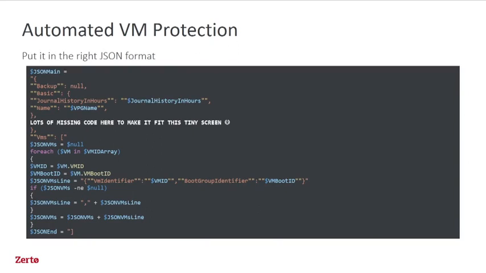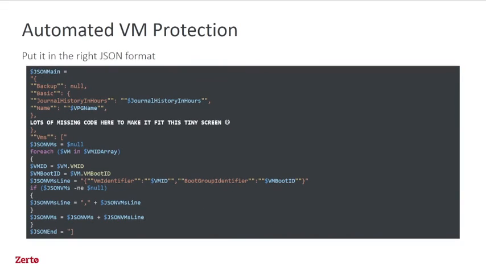Now, let's put it in the right JSON format. To create a VPG, that's a lot of JSON, so I didn't put that on the screen because you would not be able to read it or want to read it. So basically, we have this basic structure of the JSON syntax that we need to create the VPGs, and we're just adding all the information we just pulled from the API.